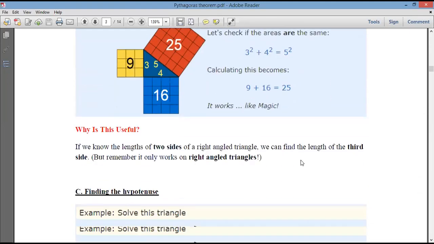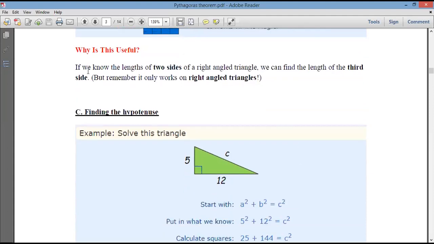So why you have to learn Pythagoras theorem, I already mentioned just now. When you know the length of two sides of a right angle triangle, let's say you look at part C, finding the hypotenuse. Let's say you already know here is 5 and here is 12. You can apply Pythagoras theorem to find out the length of the third side. Okay, this is why you learn Pythagoras theorem.